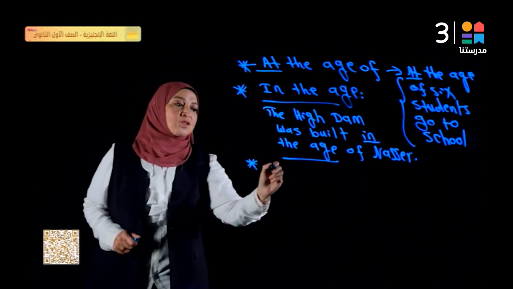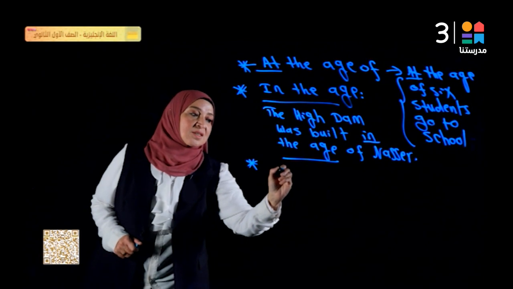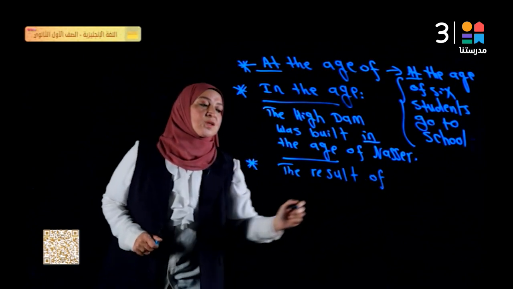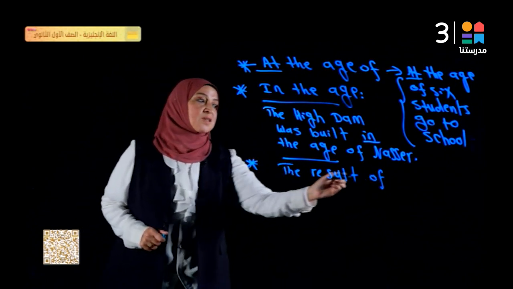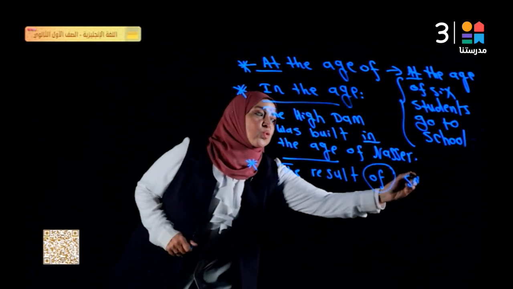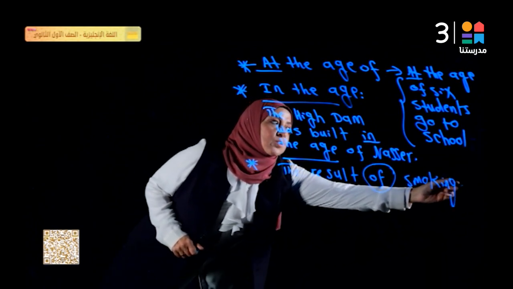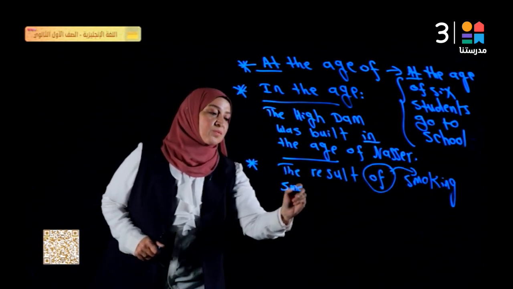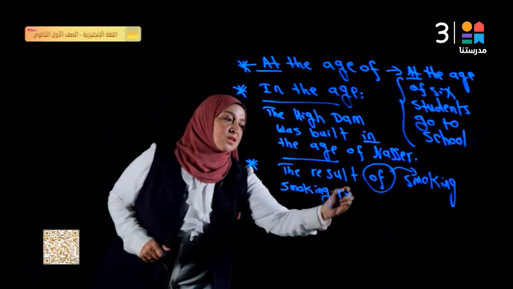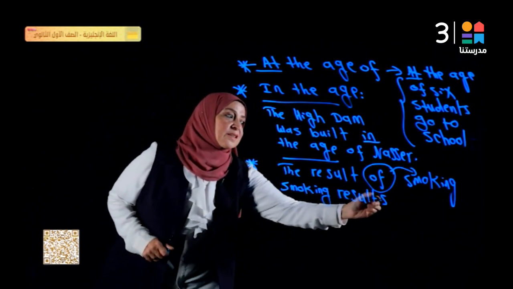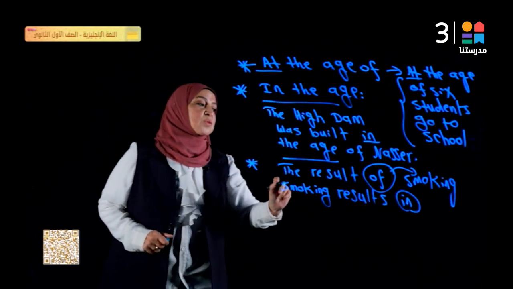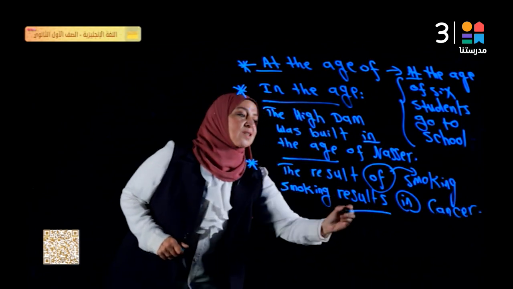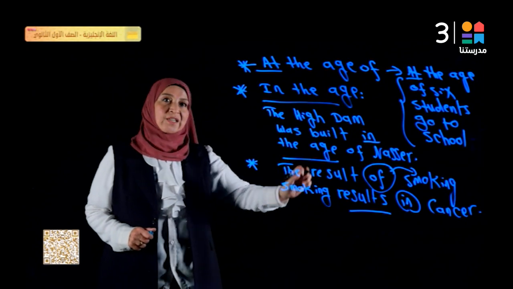Also, we have the word result. We can say the result of. We can say what is the result of smoking? The result of something, the result of smoking. So we can say what is the result of smoking? We can say smoking results in. Here we use the preposition in. Smoking results in cancer. What does it mean, results in cancer? It means it causes cancer.